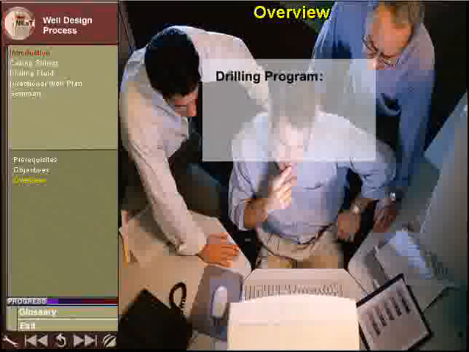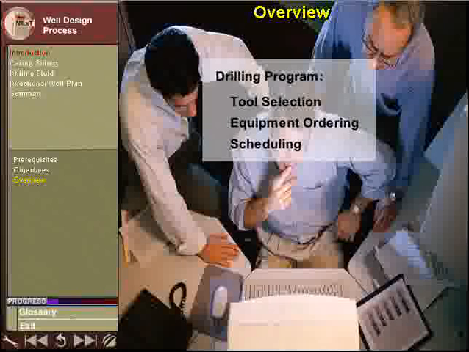Once the well has been designed, a drilling program is written. A drilling program gives instructions to the various parties involved in drilling the well on how to perform their operations. The drilling program is used to select the appropriate tools to drill the well, order the required capital equipment, such as casing, and to schedule the operations.